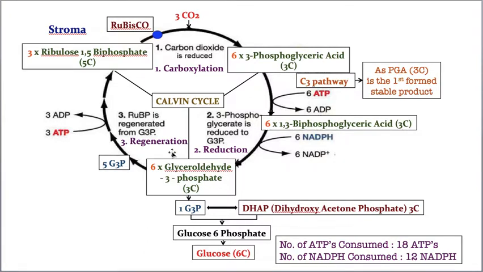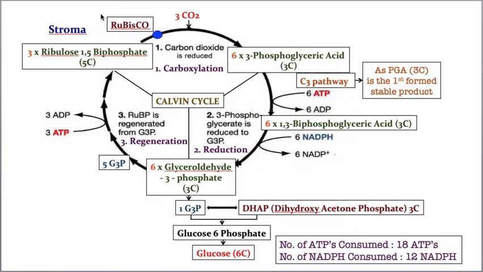Now out of 6 glyceraldehyde 3 phosphates, 5 enter into the cycle and 1 comes out, and this 1 which came out waits for some time in the form of DHAP. What is DHAP? Dihydroxyacetone phosphate.